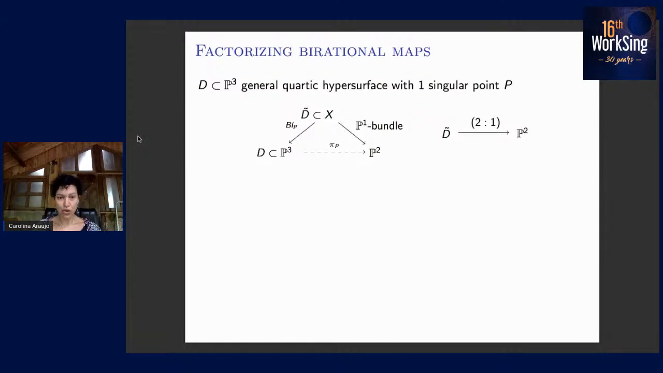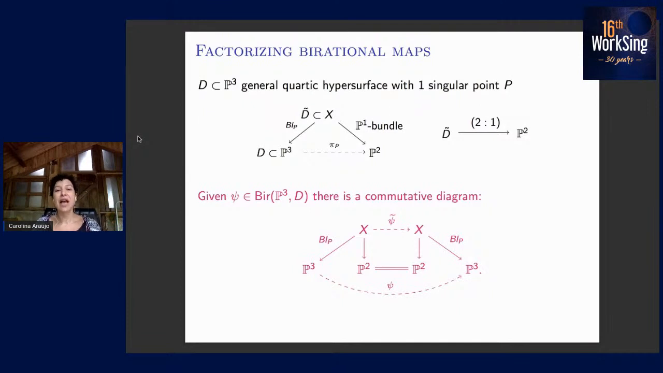And if we consider the projection from the point P, then that will induce on D tilde a double cover of P2. So X, the blow up of P3, has the structure of a P1 bundle over P2. This is just induced by the projection from P. And the blown up surface, D tilde, is a 2-to-1 cover of P2. Okay, so this is the first thing that we have to observe. And let me just point out that we know very well the geometry of this K3 surface D tilde, and knowing it is fundamental to prove the theorem.